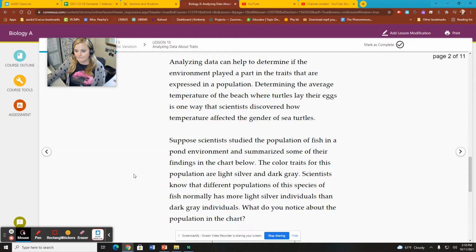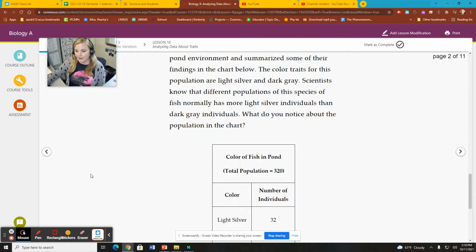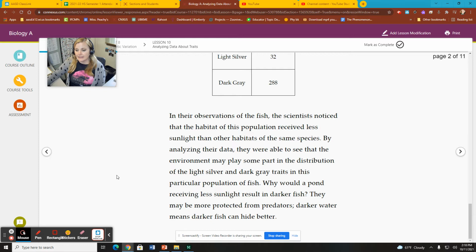It gives another example, this one with fish. Normally in this specific type of fish, there are more light silver individuals than dark gray individuals. So when you normally look at the distribution of traits, you would see more of the light silver and fewer of the dark gray. However, in this specific pond, you see way more dark gray individuals than silver individuals. The hypothesis is that in this particular pond there are lower levels of sunlight, and that may be affecting the survivability of fish that are lighter in color versus those that are darker in color.